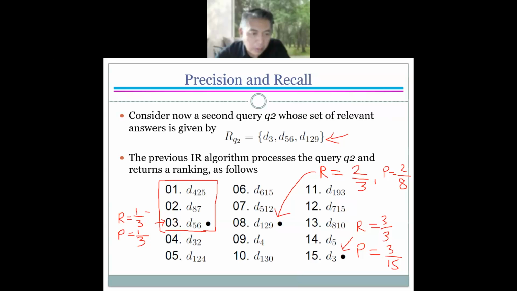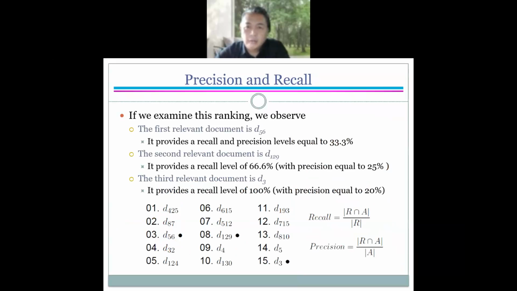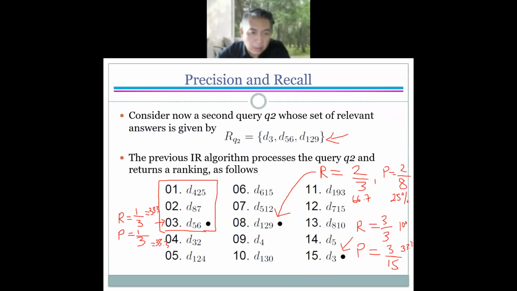So we convert these to percentages. This is 33.3, this is also 33.3, this one is 66.7, this is 25%, so 1/4, and this is 100%, and this is 33.3. So we look at these numbers and transfer them here. The first one is the recall is 33 and the precision is 33.